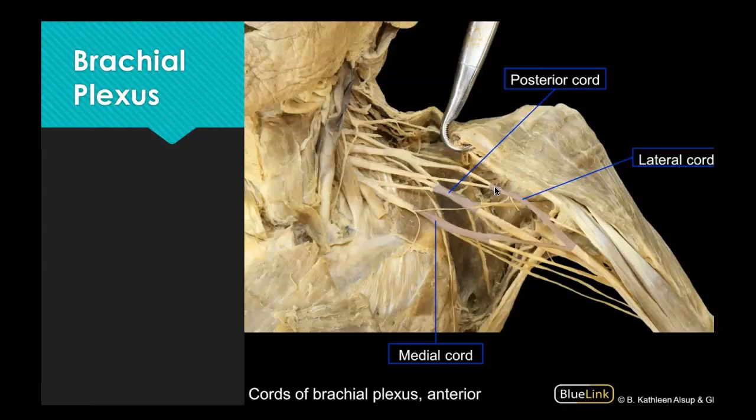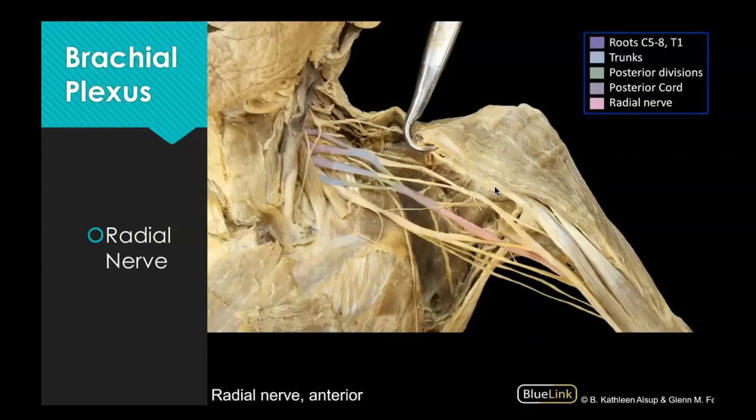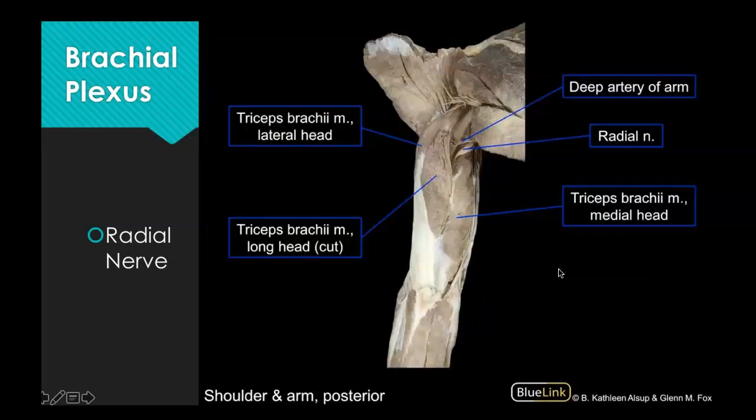So now let's look at how these cords branch into the terminal nerves that you're responsible for. First, we have your radial nerve. If we follow the posterior cord here that you see in purple, extending out from there will be your radial nerve. This radial nerve will travel posteriorly.